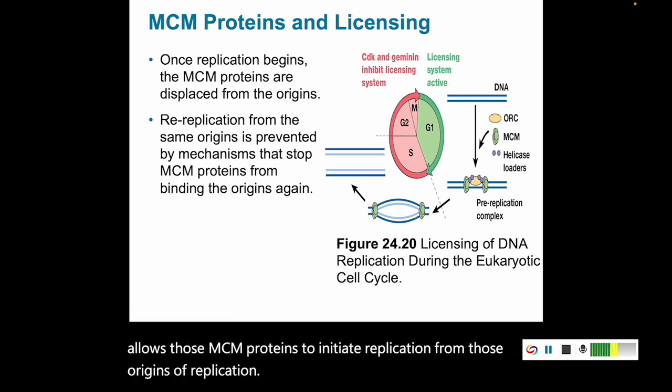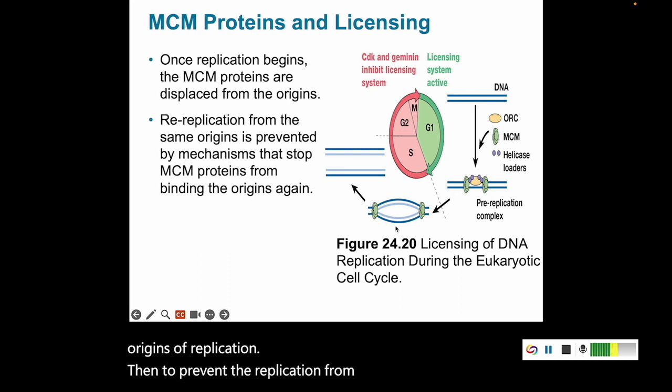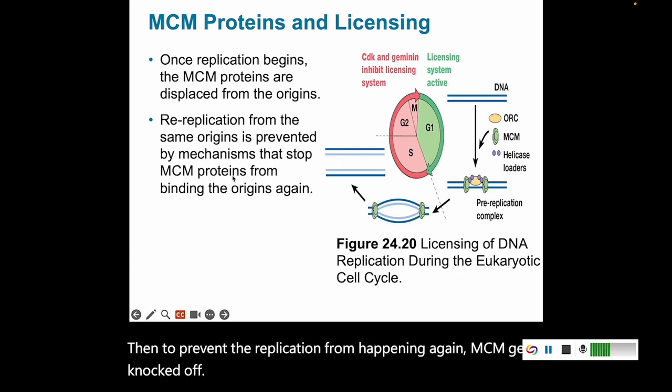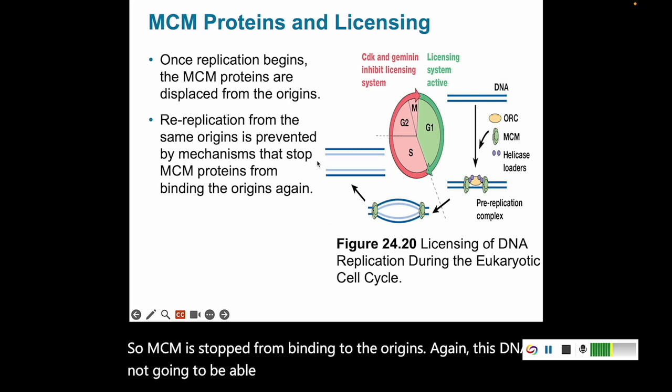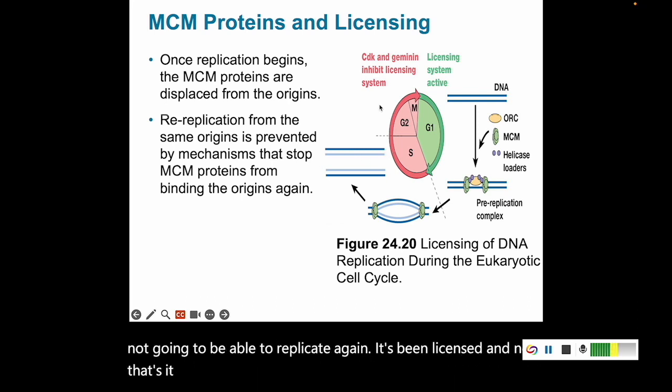Then, to prevent the replication from happening again, MCM gets knocked off. So MCM is stopped from binding to the origins again. This DNA is not going to be able to replicate again. It's been licensed and now that's it. It won't be able to be active again until the licensing system is activated in G1 again.